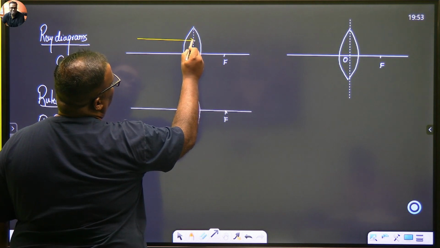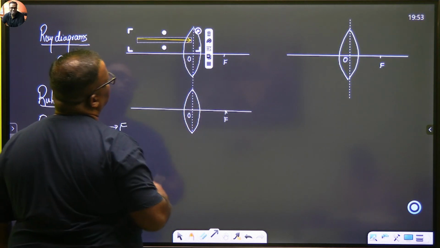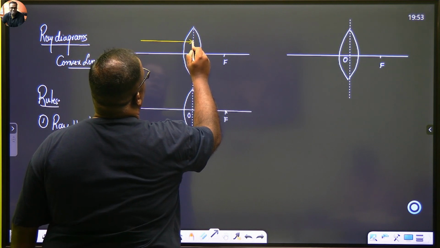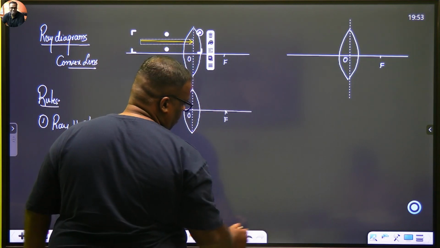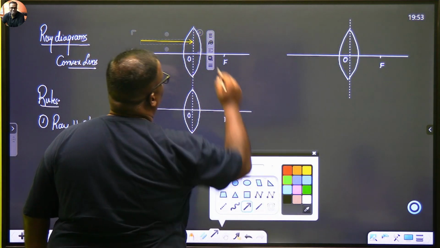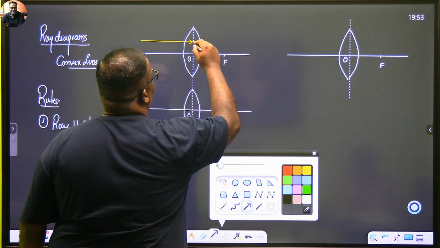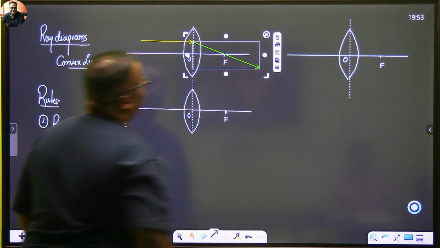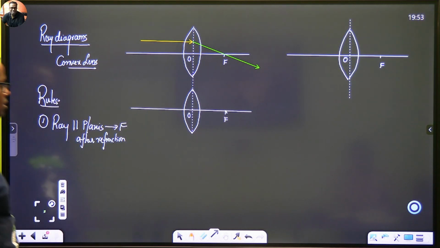A ray which is parallel to the principal axis, what will happen to it? It will pass through the focus. And these rules you have to know. Pass through the focus after refraction. Right?